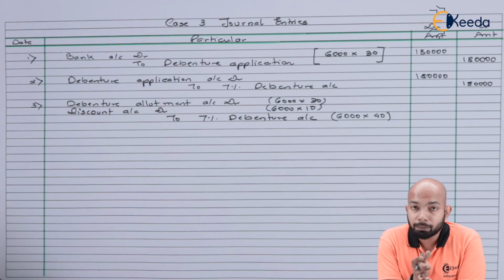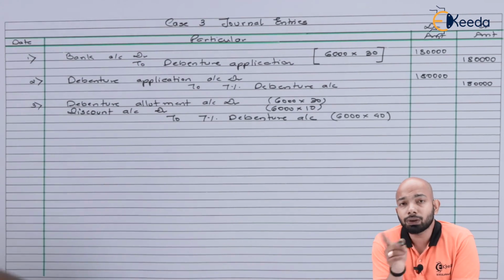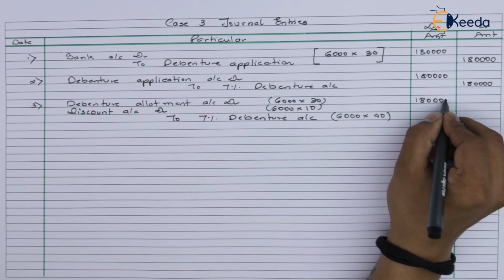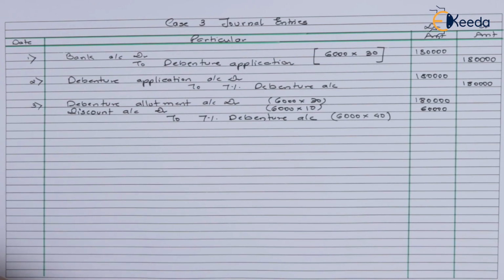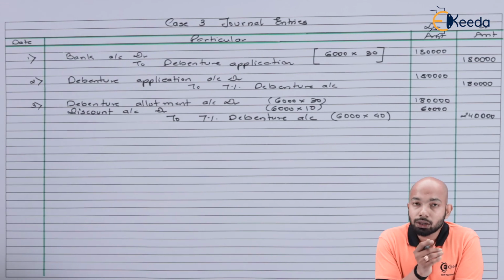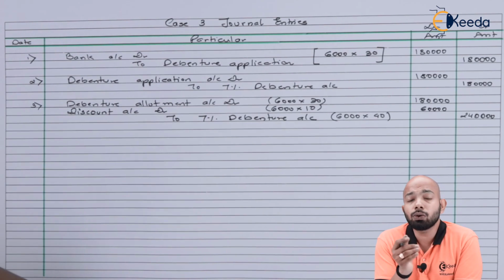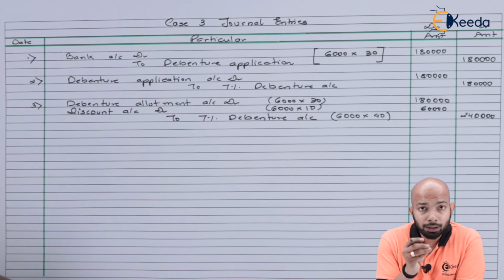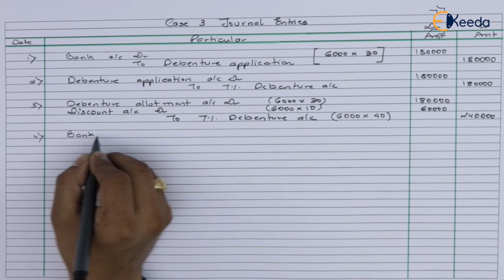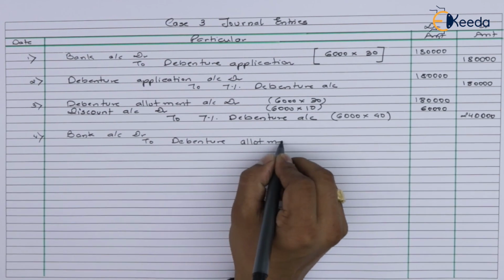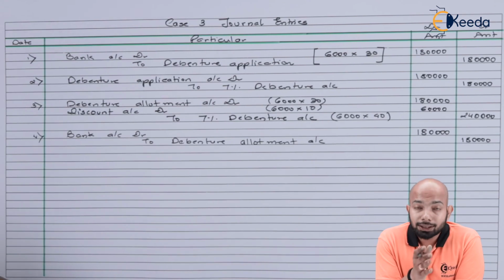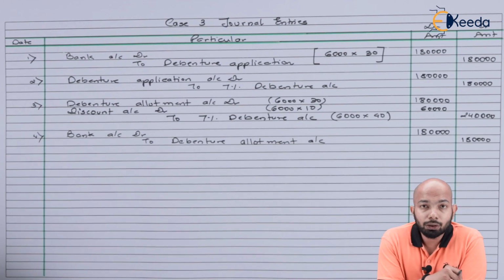Relevant entries have been made, amount has been also mentioned. So let's put that amount in the outer column there. So total amount is 1,80,000 allotment, 60,000 is discount, and 2,40,000 is the total allotment money. But when we are receiving, we'll only receive 1,80,000. Now, the last entry, or rather the second last entry, will be final call due and final call received.